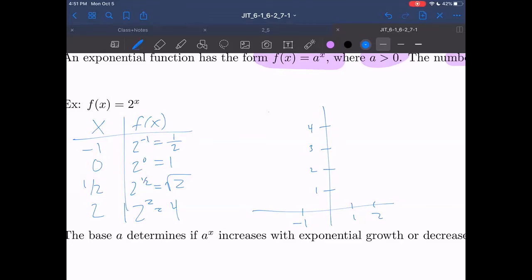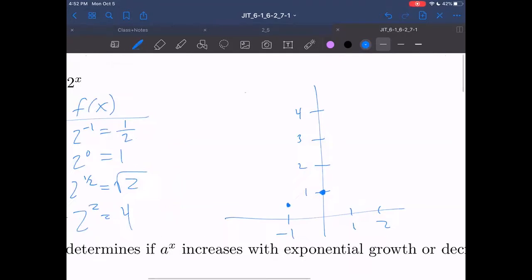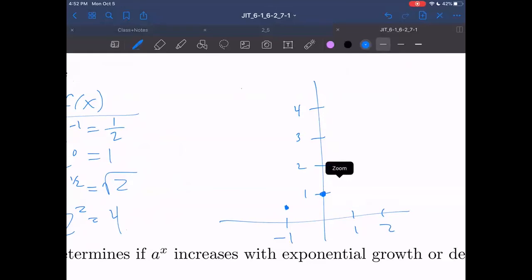Okay, so we get -1, 1/2, so about here. 0, 1. 1/2, square root of 2, so about here. I can estimate that one. And then 2, 4. Okay, and then we'll fill it in.